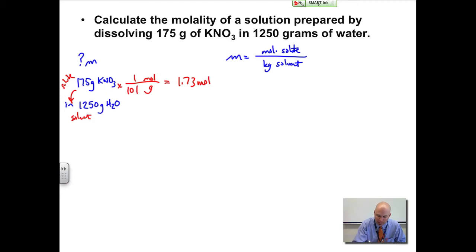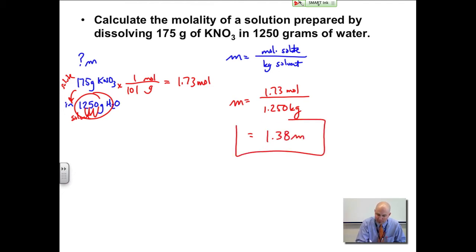So let's go right ahead. Molality is 1.73 moles over my kilograms. Well, this is in grams, so I'm going to convert to 1.250 kilograms. Do some dividing. 1.38 molal. There's my answer for that one. All right. So let me just erase that, and we'll do another one.